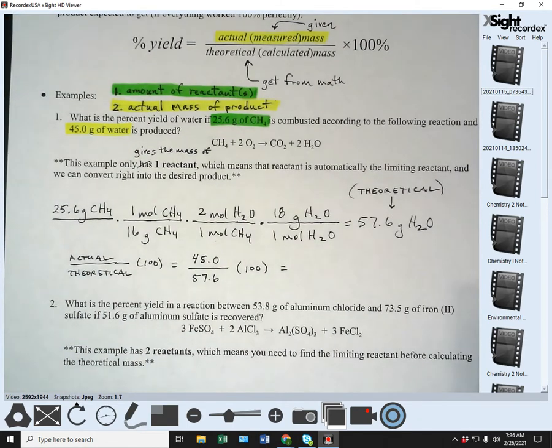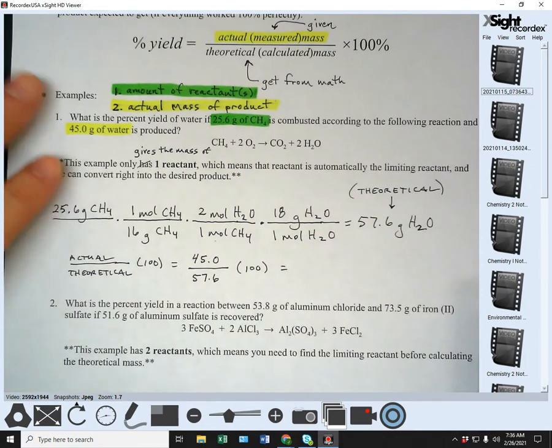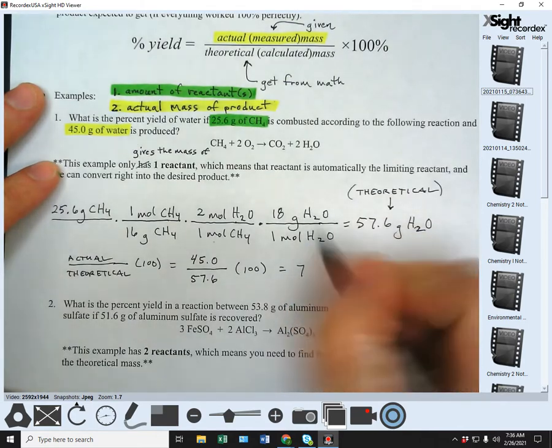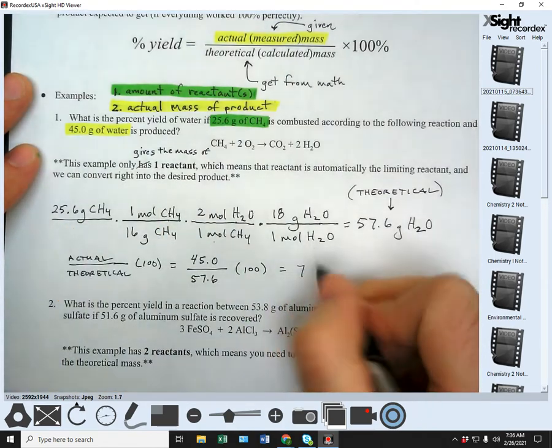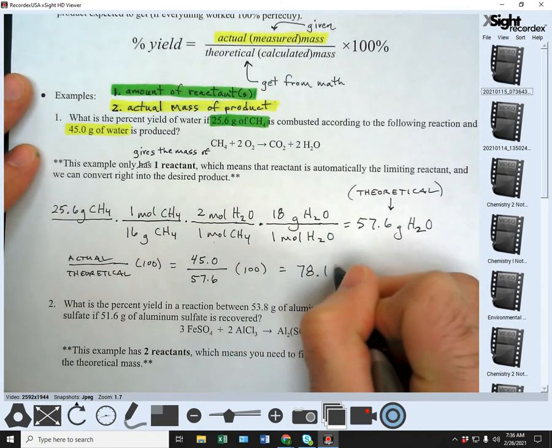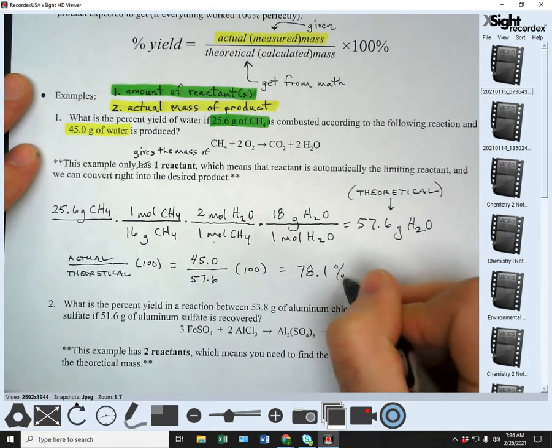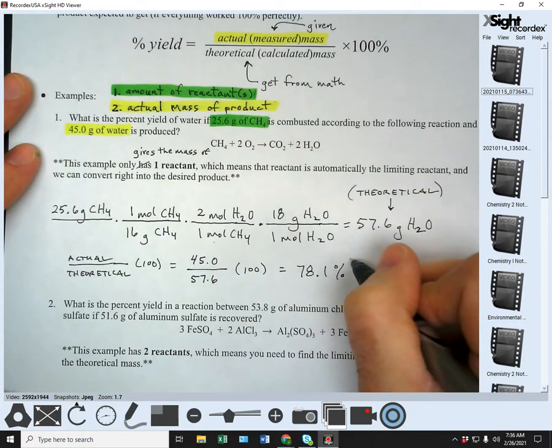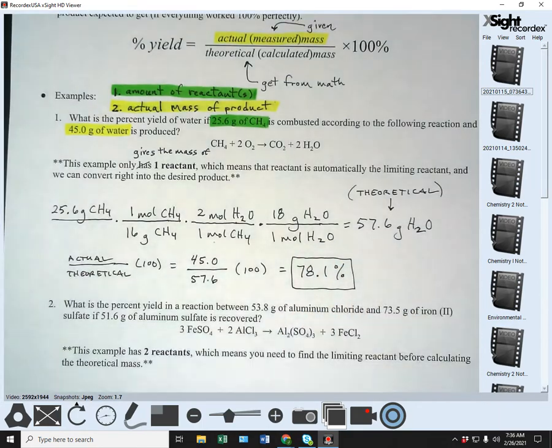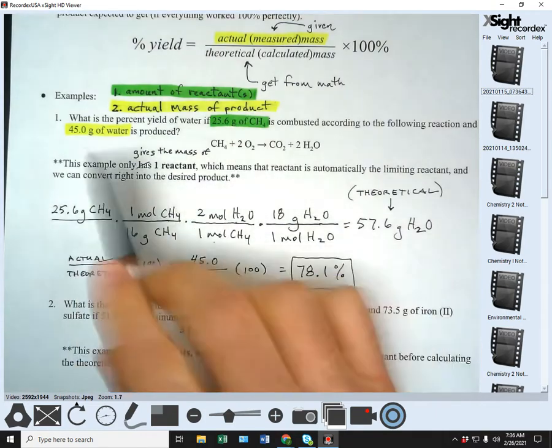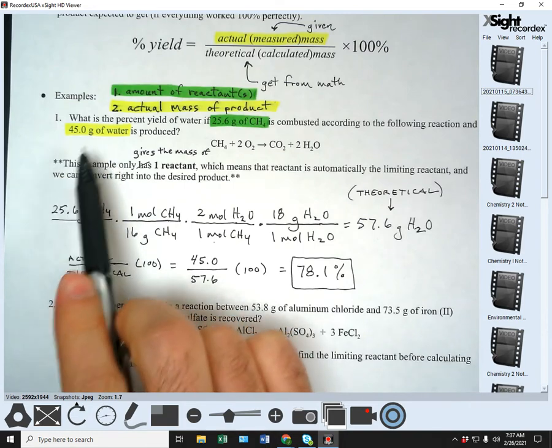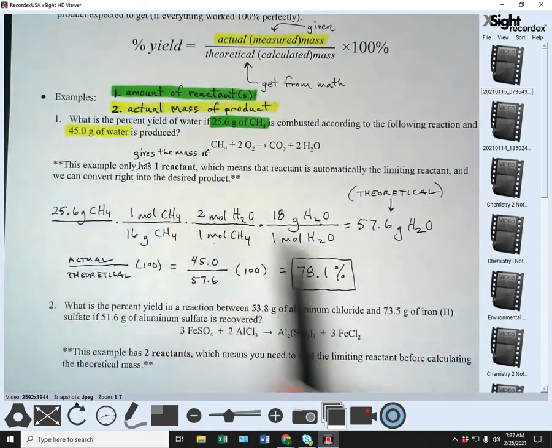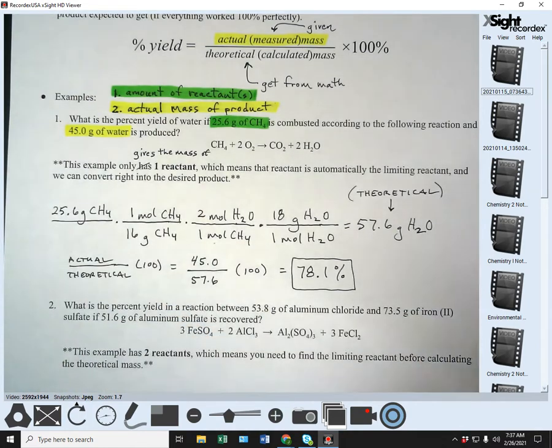So we get 78, 3 significant figures from our numbers from the problem. So 78.1%. And the label is just percent. It's a percent yield. So what this is telling us is that if this was done in an actual lab or whatever, and they got 45 grams of water, that would be 78% of what they should have gotten if everything worked 100% perfectly.